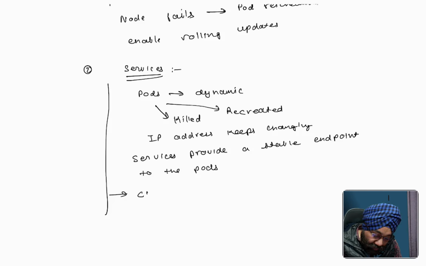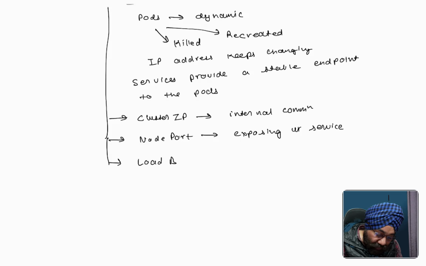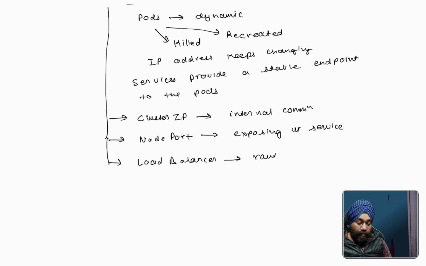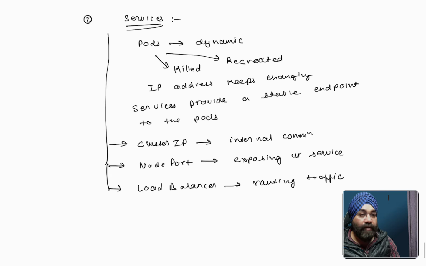It can be a ClusterIP, which is used for internal access. It can be a NodePort for exposing your service. It can be a load balancer for routing traffic between your similar kinds of pods. So there can be many types of services. Okay. Now we learned about deployments and services.